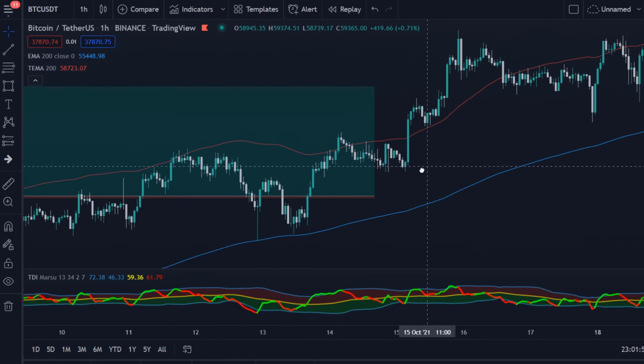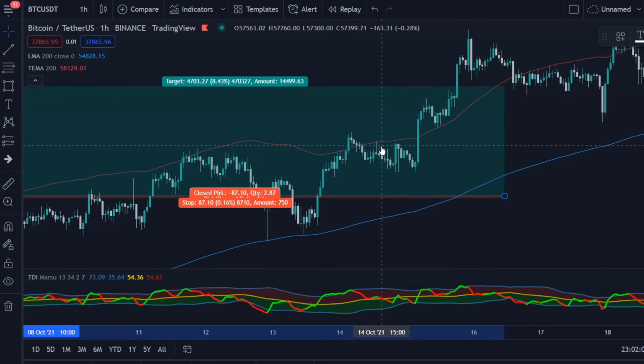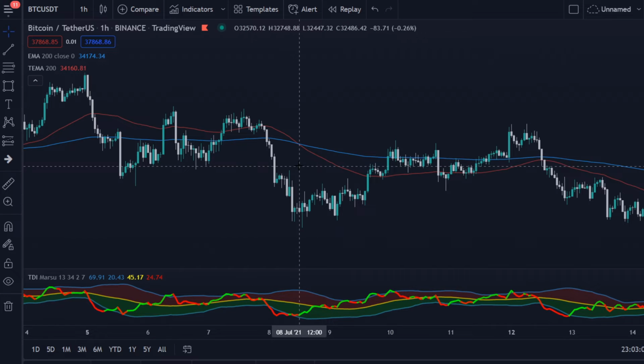As you can see over here, there was a nice winning trade. I hope that the buy examples are clear. Let me show you a sell example as well. This is a sell example.